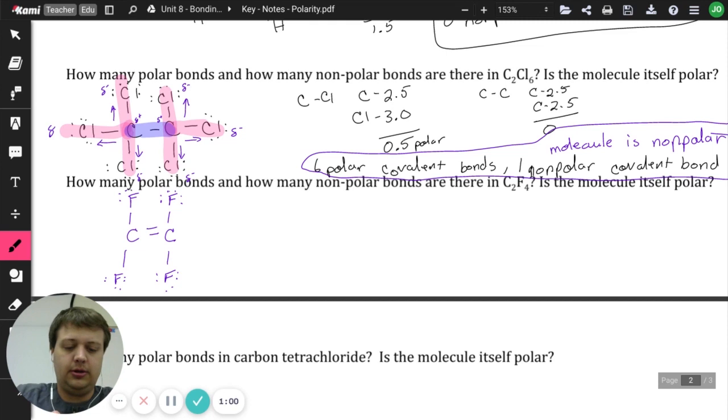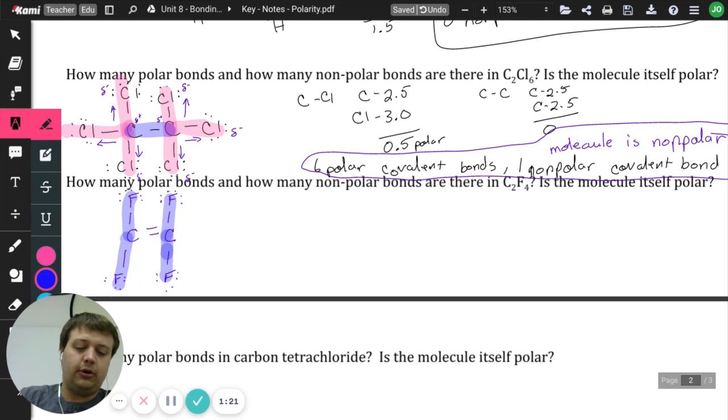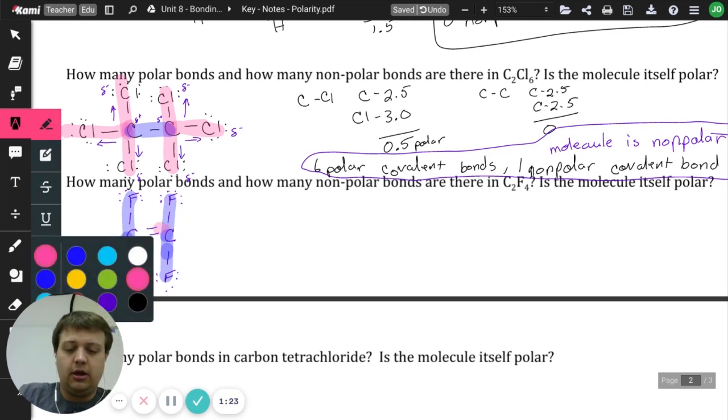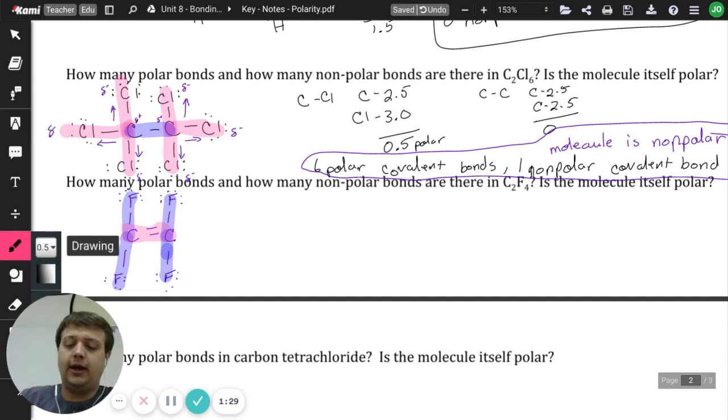Okay, so now let's take a look at the bonds. Let's see what is polar, what is nonpolar, if any, right? So I have, first off, carbon to fluorine bonds here. That's right here, right here, right here, and right here. So there are 4 carbon to fluorine bonds. And then there is also a carbon to carbon bond right there. Okay, so we do have 5 different bonds that we're looking at.